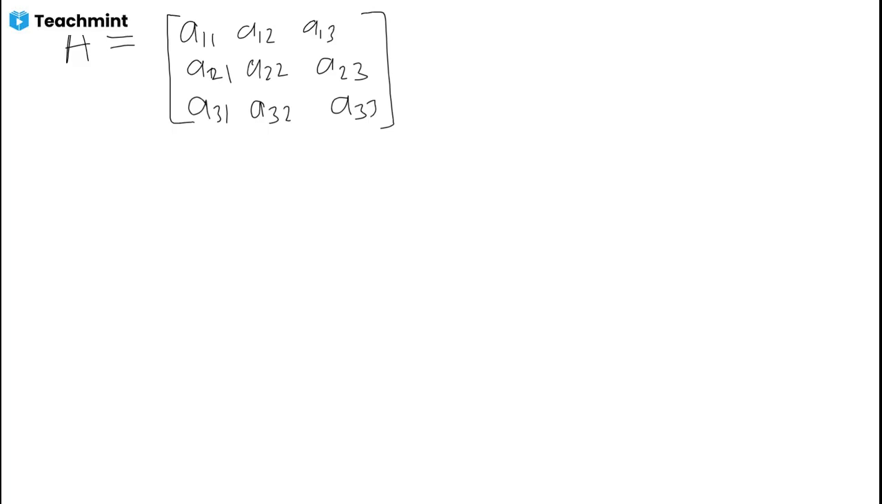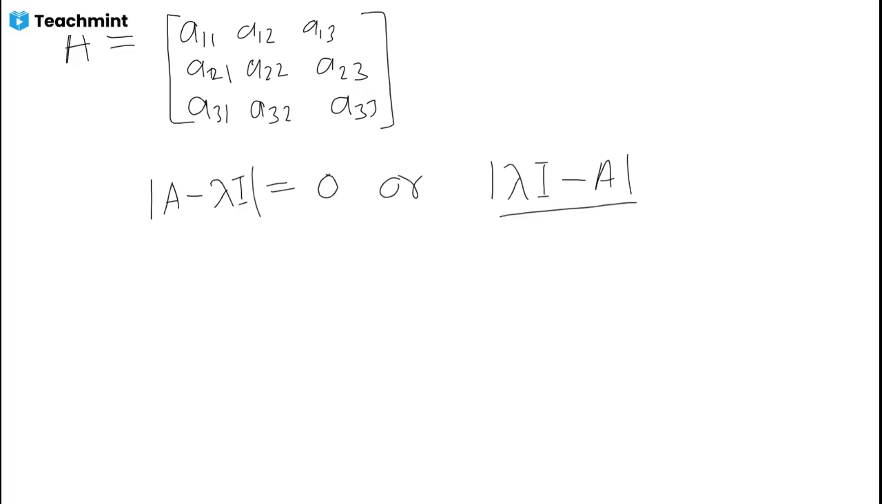So when we find the corresponding eigenvalues, we need to construct this equation, A minus lambda times I, equal to 0, by taking the determinant, or you can also take the determinant of lambda times I minus A equal to 0. Obviously we need to take a square identity matrix of the same order, right? And obviously we'll get three values from that. Are you getting this point?